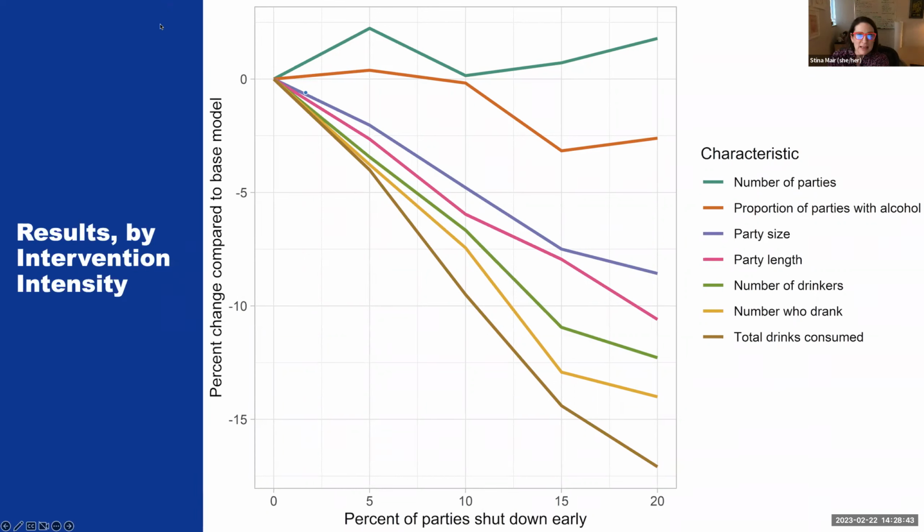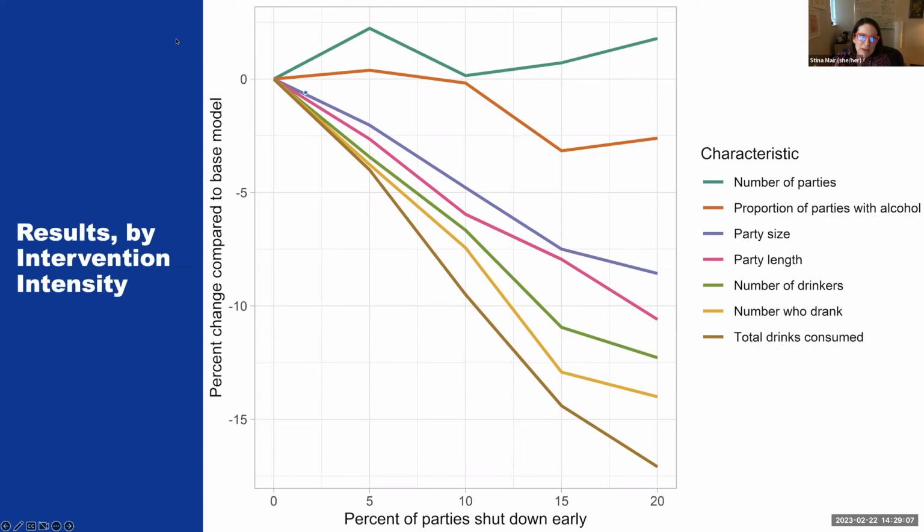The proportion of parties that have any alcohol available is roughly the same, which is also what we'd expect to see. And then of course, party length, we're saying it's going to be shorter. So we expect that to go down. So that's kind of a check. And then we see the number of people who have ever consumed any alcohol and who consumed alcohol at the party and the total number of drinks consumed, right? They're obviously all going to reduce, but you can see it at different rates.